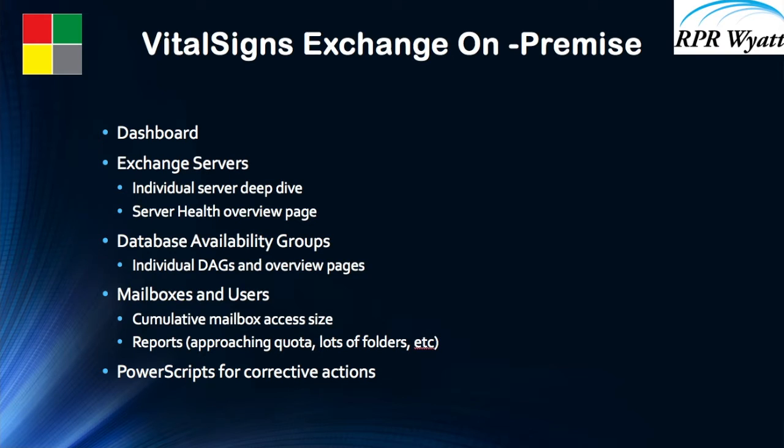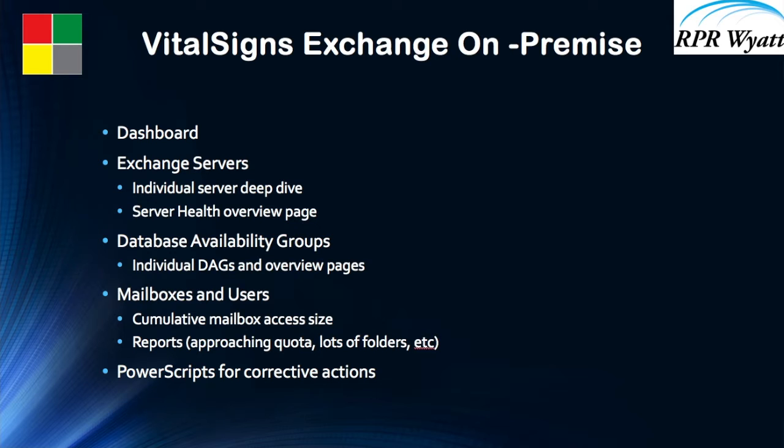So here's the agenda. I'm going to start off in the dashboard. I'm going to do a deep dive into an individual Exchange server. I'm going to show you the server health overview page. We're going to do the same thing with database availability groups. That is, we're going to take a look at an individual DAG and the overview page for DAGs. I'm going to show you one of our new key metrics, Exchange mailboxes and users. We'll also take a look at some reports, and then I'm going to show you Power Scripts.